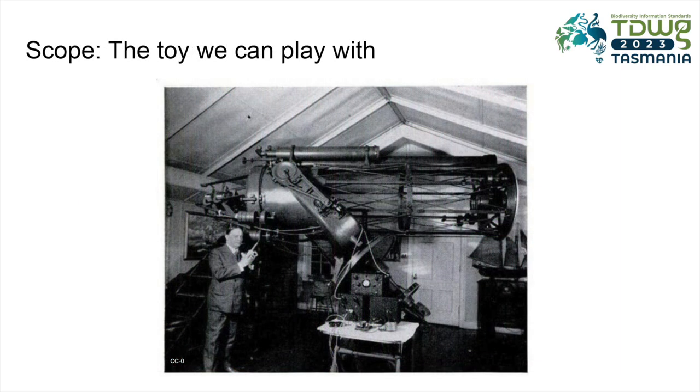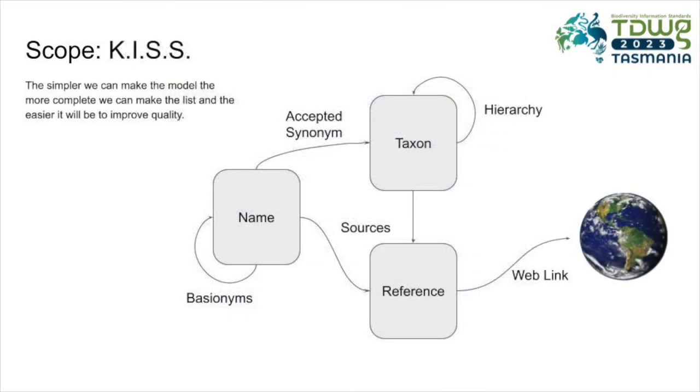Finally, we get to the 4th component of project management, the one we can control, which is scope. Over the next few slides, I'll explain a few things we do to manage scope. Einstein allegedly said that we should make models as simple as possible, but no simpler, or at least he said something like that, but more complicated. For the WFO list, we have a conceptually very simple model with only 3 main elements. The actual database schema is more complex, but this is the core of it and all we need.